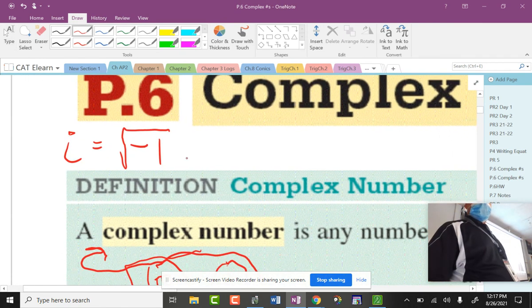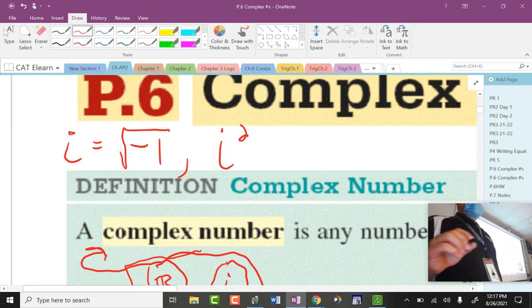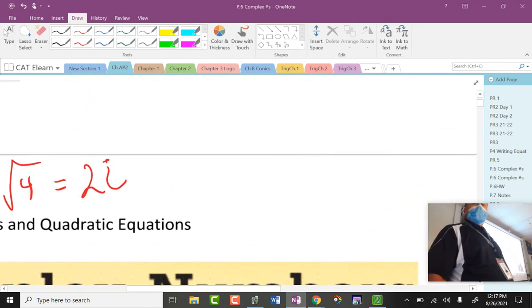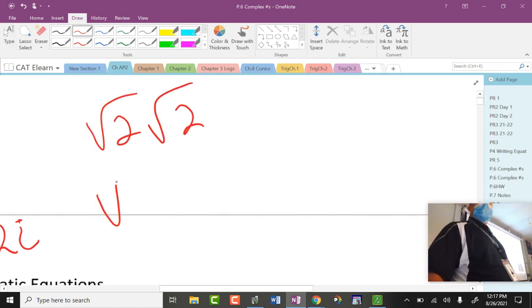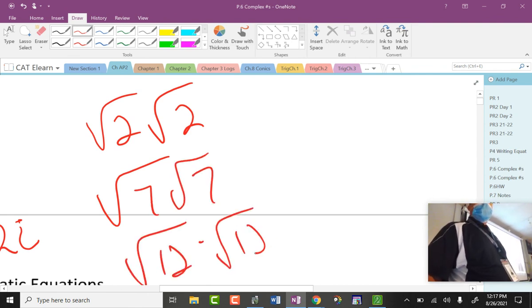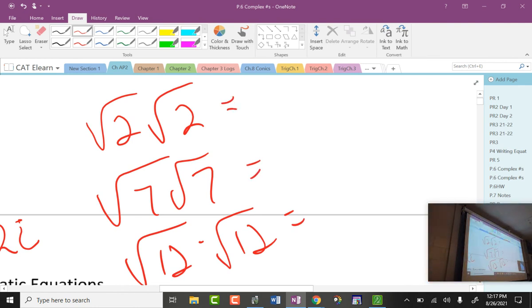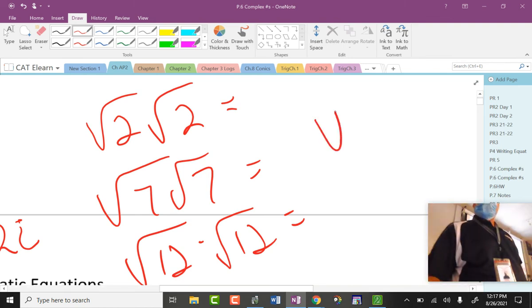Okay, now here's what we're writing across the boards here. Then what's i squared? Here's what we need to figure out. I'm just going to ask for group responses. Square root of 2 times the square root of 2. Square root of 7 times the square root of 7. Square root of 12 times the square root of 12. What does each one of these equal in order? 2. 7. 12. So what do you think the square root of -1 times the square root of -1 equals?